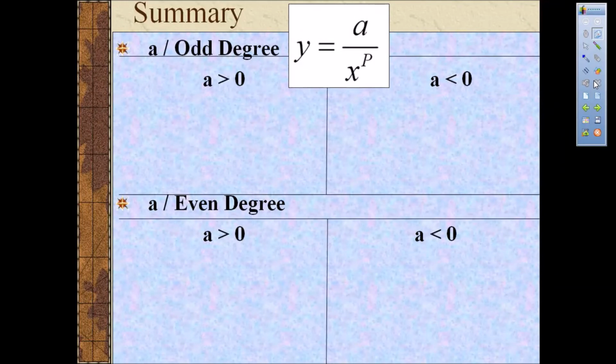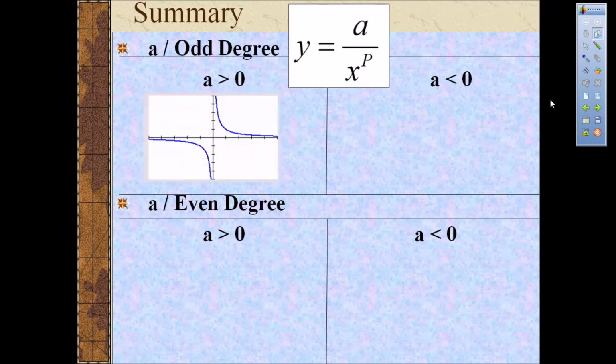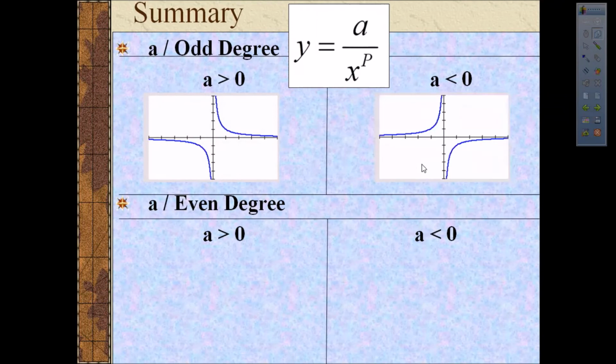When we have an inverse power function, some real number a over x to some whole number power, when the coefficient a is greater than 0, we have two branches of a hyperbola, and they are in quadrants 1 and 3. When a is less than 0, that is a negative coefficient up here in the numerator, we get two branches of a hyperbola, this time in the second and fourth quadrant.